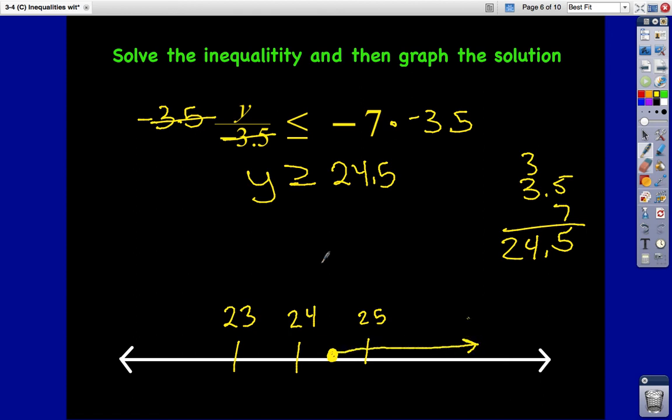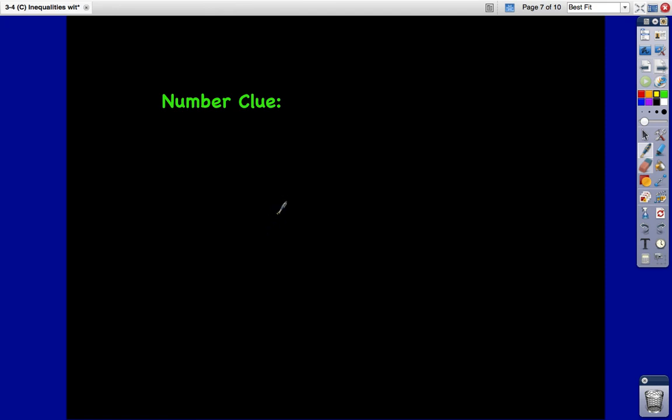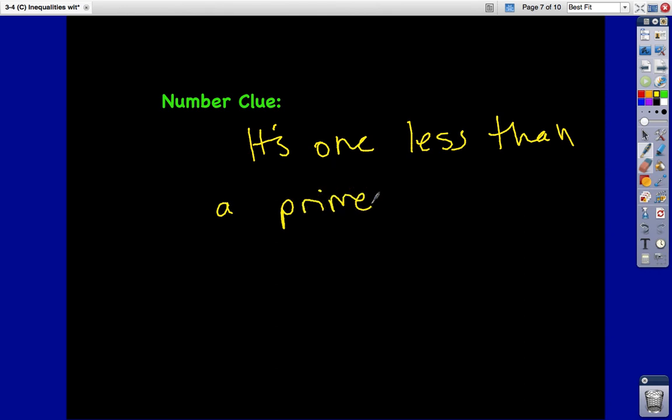Okay? And your number clue. For multiplication division, your number clue is, let me make sure I got the right one here. It's 1 less than a prime. It's 1 less than a prime number.